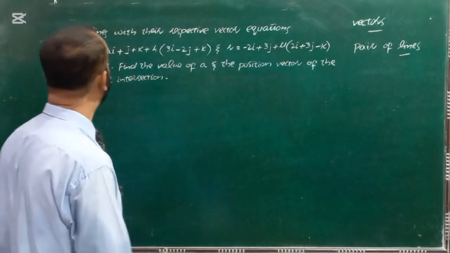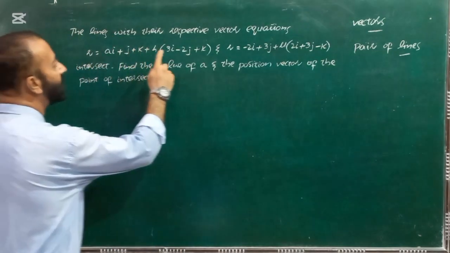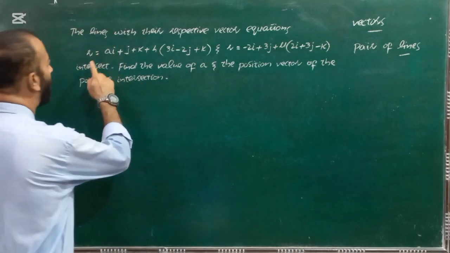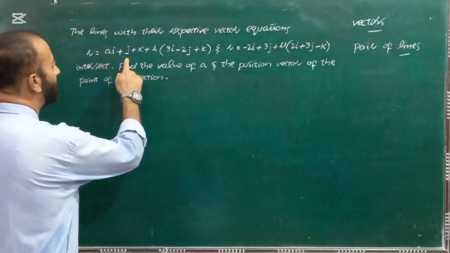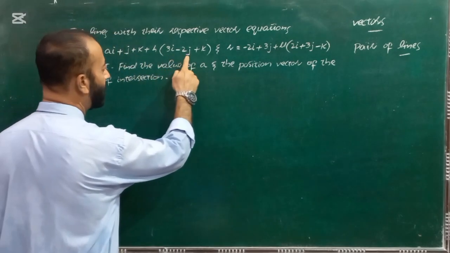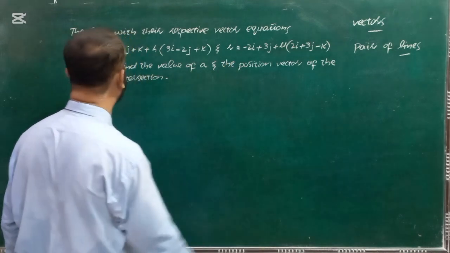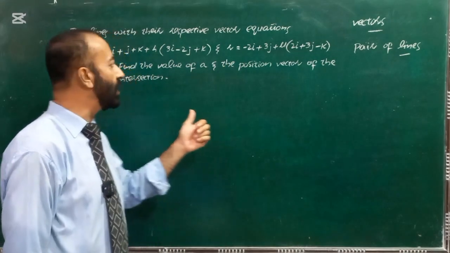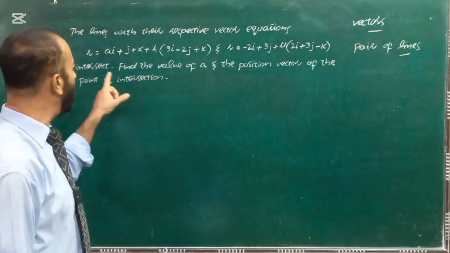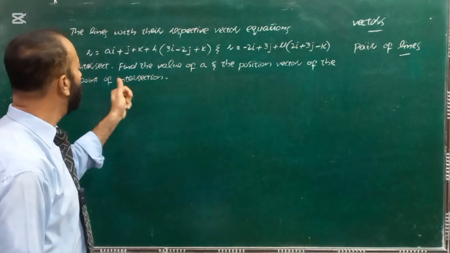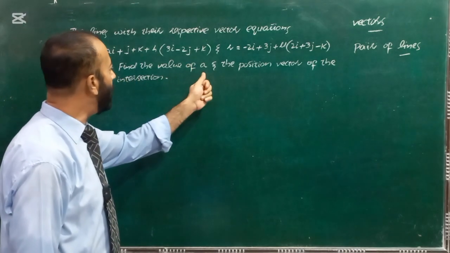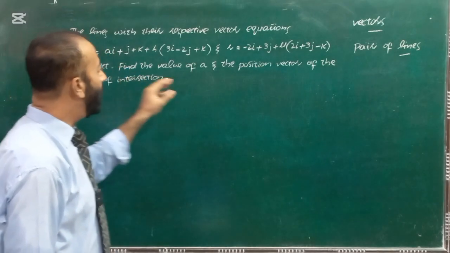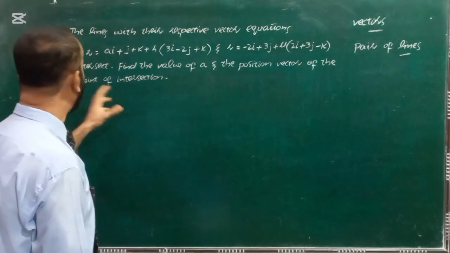Here is another question. The statement is: the lines with their respective vector equations r equals a i plus j plus k plus lambda times (3i minus 2j plus k), and this is the second line, intersect. The difference between this question and the previous question is that it is given that the lines intersect. Now the requirement is to find the value of a, and the position vector of the point of intersection.